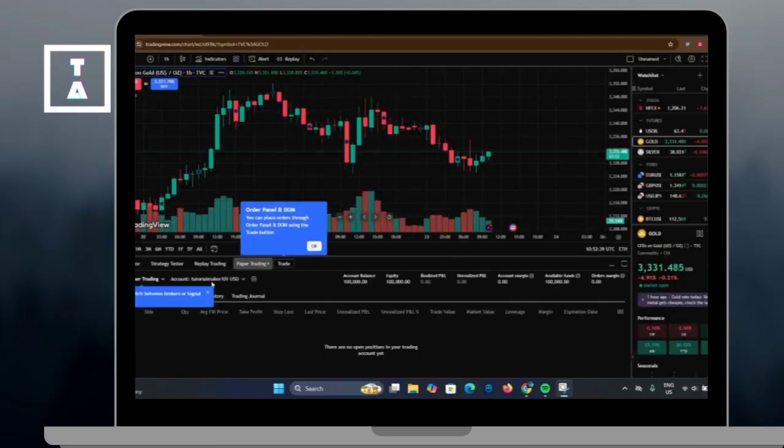Your trade will show up in the positions, orders, and history panel. This lets you see how your strategy is performing without risking real money.